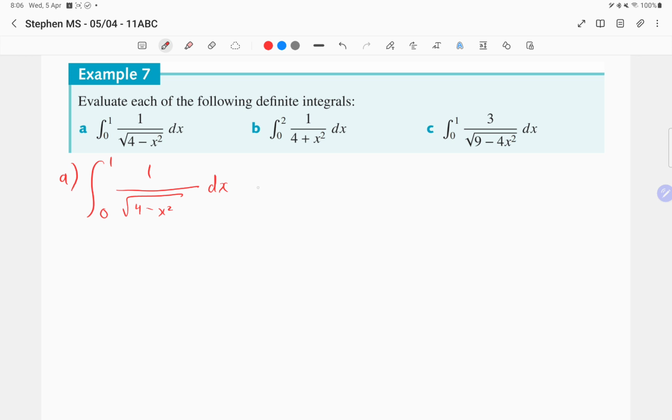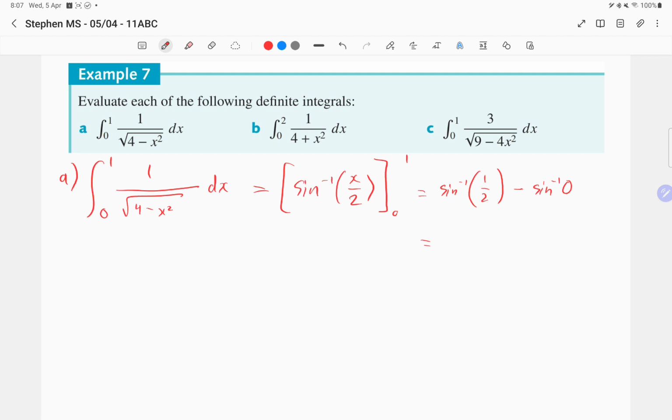So this one, anti-deriving it, what would that be? This would be sine inverse. We're already given the a, so we don't have to change anything. That's x on 2, with limits 0 and 1. Let's sub it in. It's sine inverse of 1/2 minus sine inverse of 0. What is inverse sine of 1/2?